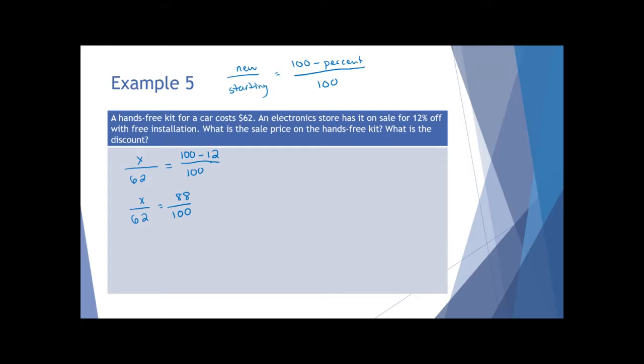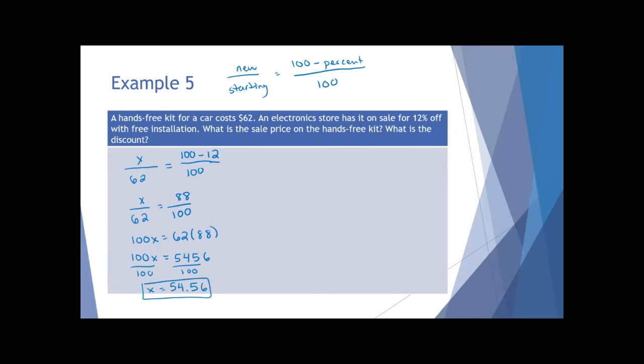So now we can cross multiply. So if I multiply, I get X times 100, or 100X, equals 62 times 88. So 100X equals, and then I need to do 62 times 88. It gives me 5,456. And you divide both sides by 100. You get X equals 54.56. So that is the sales price.